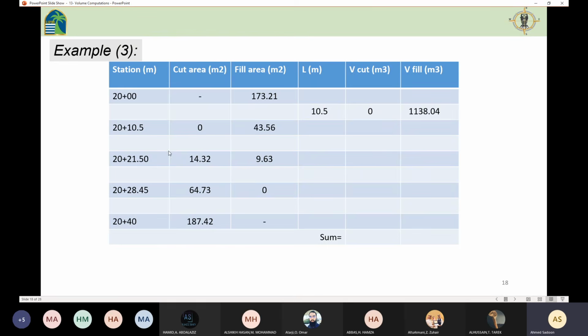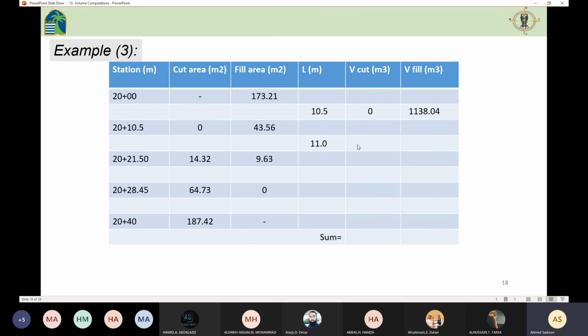Then I'm going to move to the second station and the third station. I'm going to focus on this and on that. First, I need to determine the value of D. Here it's written as L, but this one represents D in the formula. The value is going to be this one minus that one. It's going to be the value of L, or D in the formula.